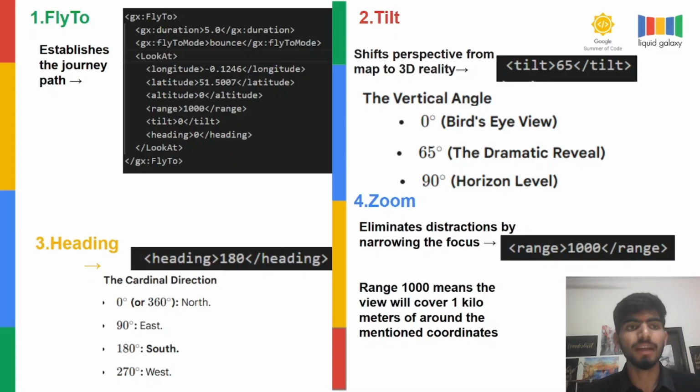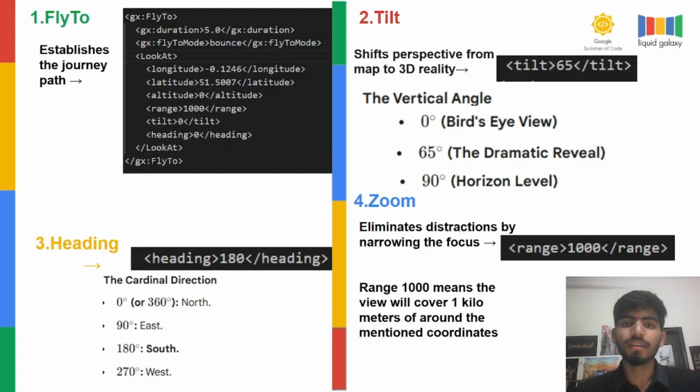Now let's see them in detail. Flight to is basically establishing your journey, like the transition which is taking us from one place to another. Here the flight to tag is starting and the duration is passed. The duration passed here is 5, so it is 5 seconds. From one location to the next location, it will take us 5 seconds to reach the next location. And the fly to mode given is bounce. So we will be bouncing from one location to another.